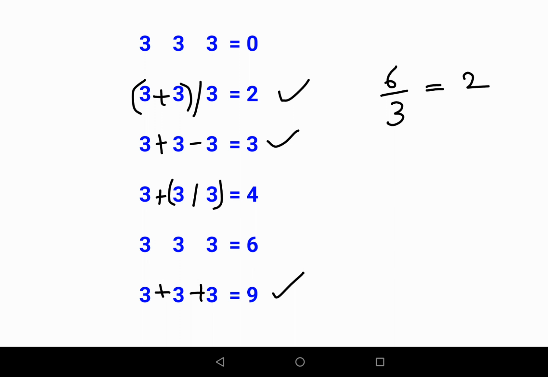So basically 3 plus 3 over 3. So 3 over 3 is what? 3 plus 3 over 3 is 1. So that gets you 4. Okay, so this way we could figure this as well.